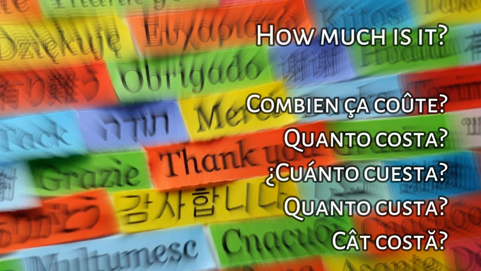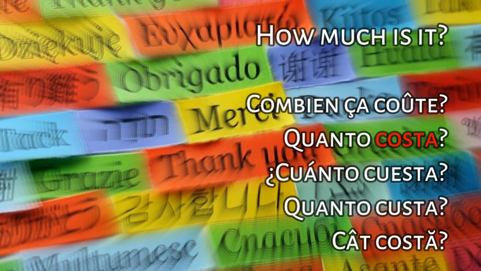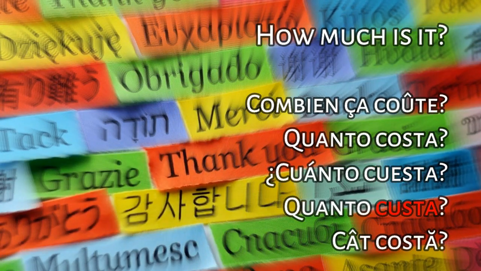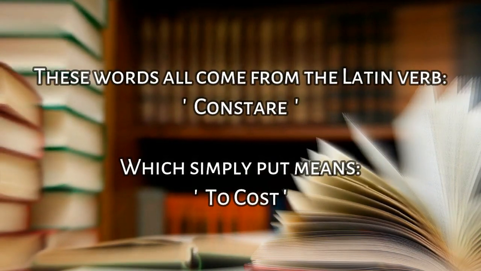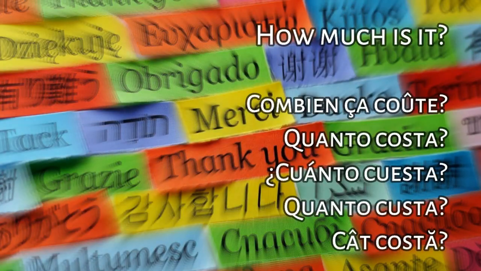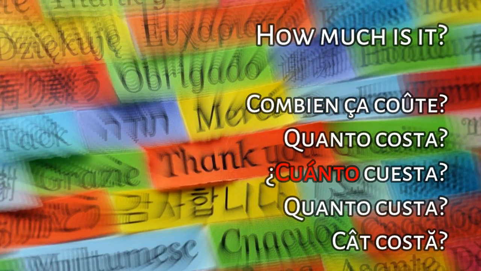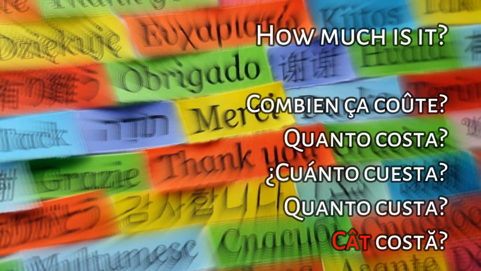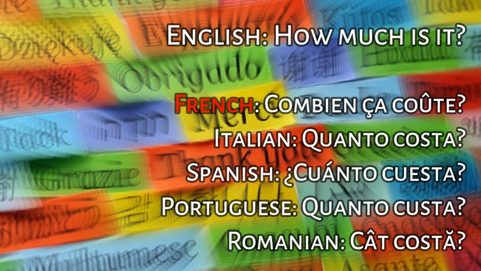Can you see in the Romance languages the most common word in all of the languages? It would be Coûte. Costa. Cuesta. Costa. Costa. These words all come from the Latin verb constare, which simply means to cost. Then we have the adverb meaning how much, which are Combien? Quanto? Quanto. Quanto? Cât.